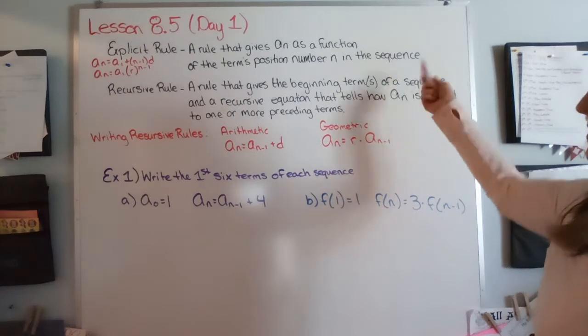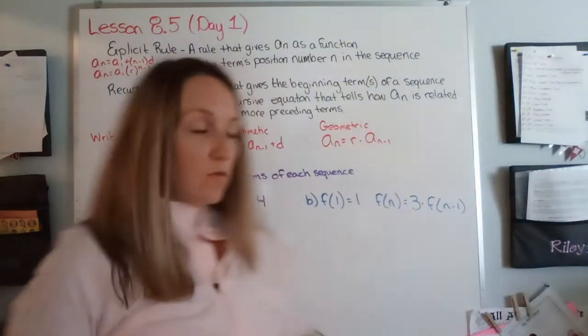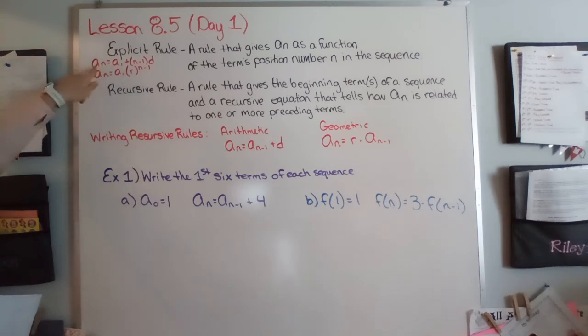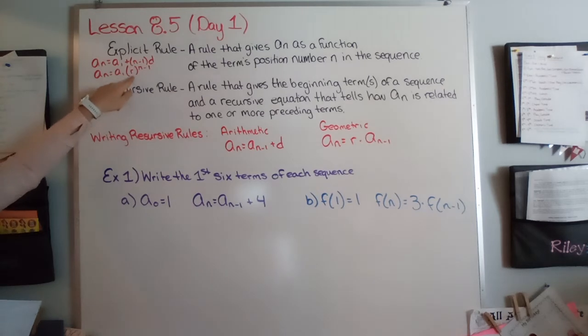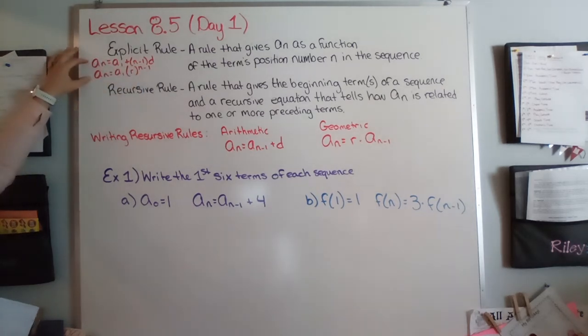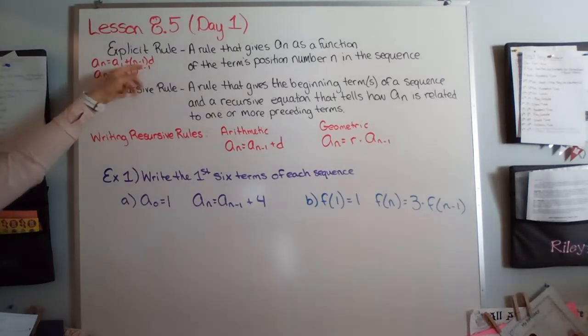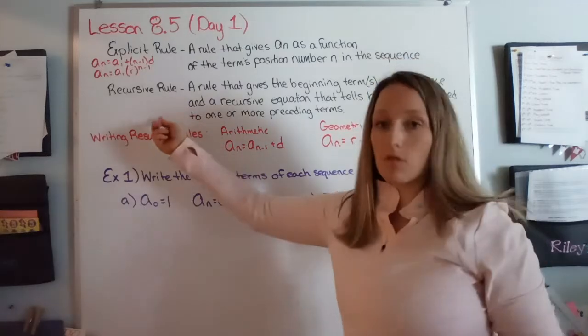So I defined explicit rules and recursive rules. An explicit rule is a rule that gives a sub n as a function of the term's position number n in the sequence. Although I didn't call them explicit rules in the earlier lessons, when we were talking about arithmetic sequences and writing a rule, a sub n equals a sub 1 plus the quantity n minus 1 times d. And for geometric, a sub n equals a sub 1 times r to the n minus 1. Those were explicit rules because we were finding the term based on the n value, which was the position of the term in the sequence. Okay? So we're going to now talk about recursive rules.